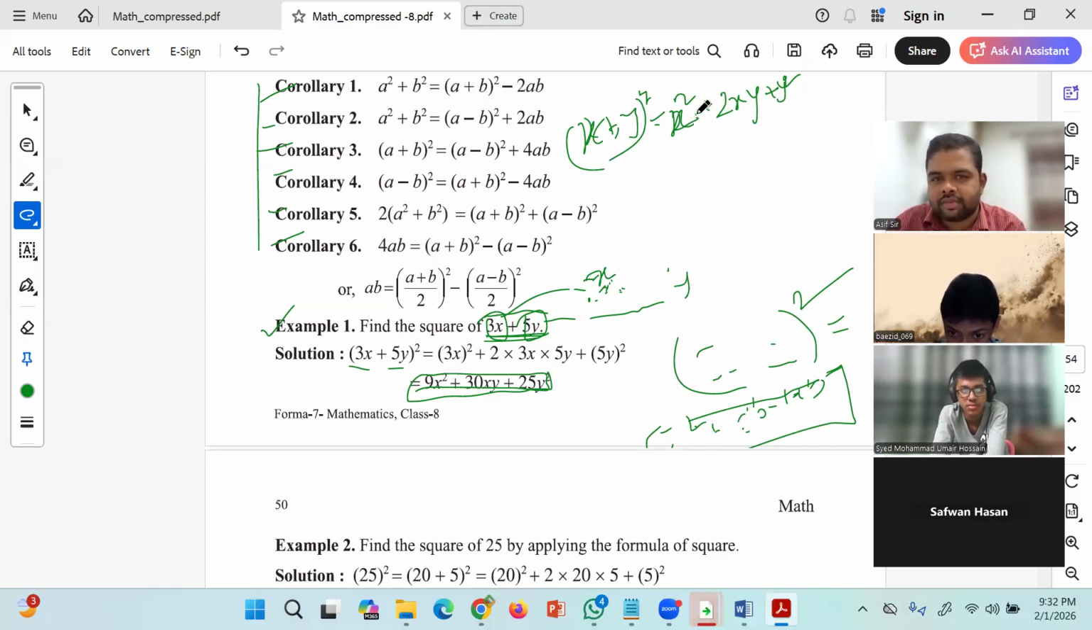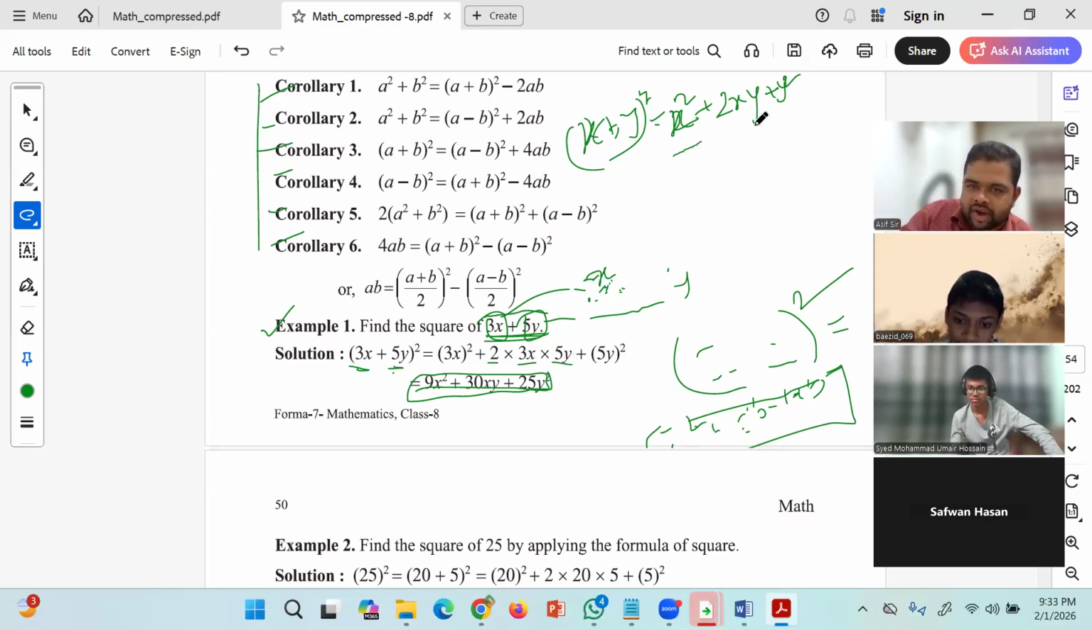The next part is plus 2x into y. So plus, here is the 2, here is the x, which is 3x. And what is the y, which is 5y. So instead of writing 2xy directly, we are using the 2 and x as 3x and y as 5y here.